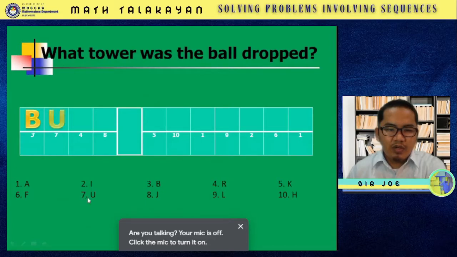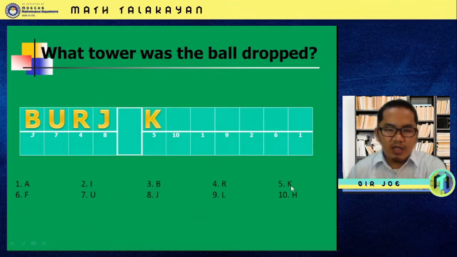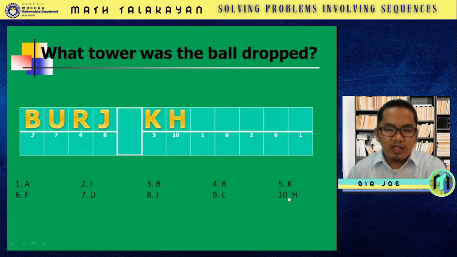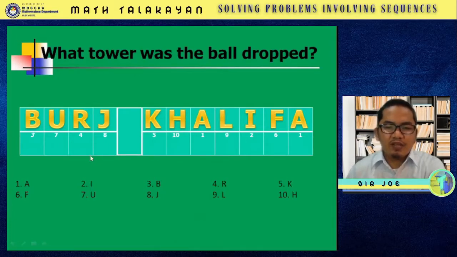7 is U. 4 is R. 8 is J. 5 is K. And 10 is H. 1 is A. 9 is L. 2 is I. 6 is F. 1 is A. So the tower was Burj Khalifa.